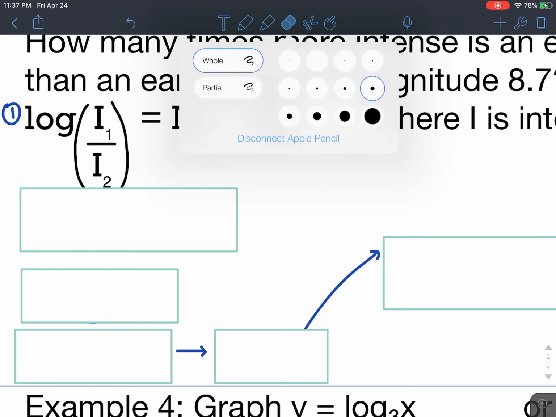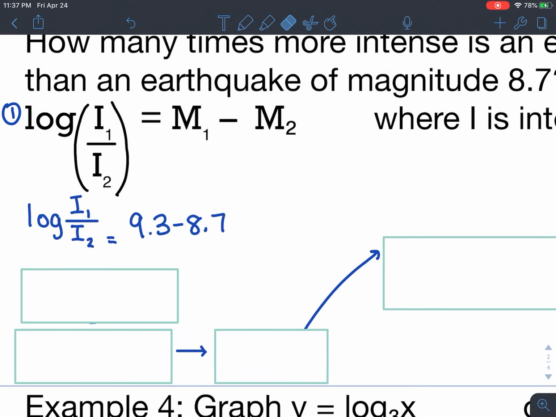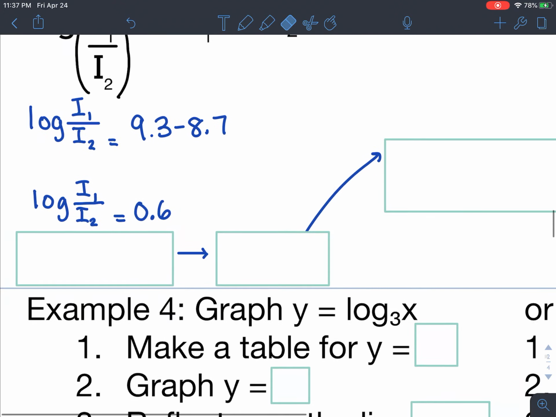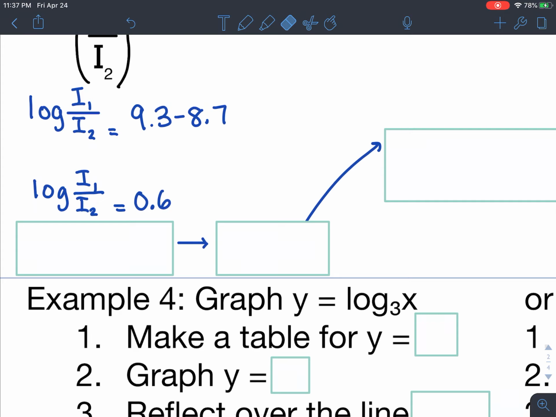So log of intensity 1 over intensity 2 equals 9.3 minus 8.7. So they're saying that you need to subtract the magnitudes. That's the first step in determining how much worse one earthquake was than the other. And that's 0.6. And now we have to deal with this.